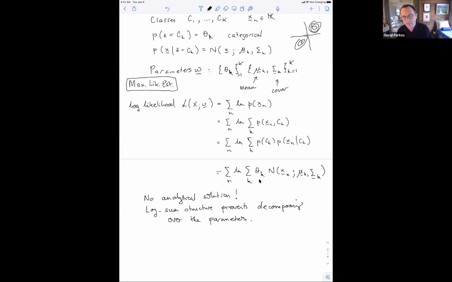Again, I encourage you to think back to when we were doing naive Bayes modeling. We were able to break up the data and separately estimate the class conditional parameters for label one and separately estimate the class conditional parameters for label two. The way that we were able to decompose things and separate the analysis was enabled by having a log product type of structure. And here we have a log sum type of structure because I'm having to marginalize out over the latent component that I don't see in my data. And that's leading to a problem that we're gonna solve in a very elegant way.